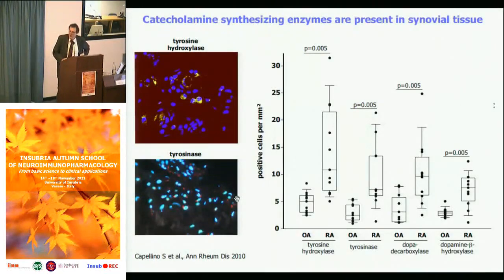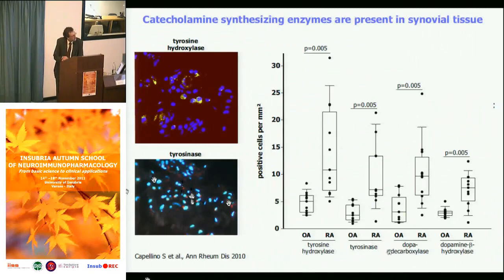Then we went back into the tissue and said something is wrong, and because we knew Marco's work, that cells can produce catecholamines, we looked again. We found that the cells in the synovial tissue are positive for tyrosine hydroxylase, as you can see here in the positive stain. This is all the red staining here in the middle, here a little, here a little, and here a little.